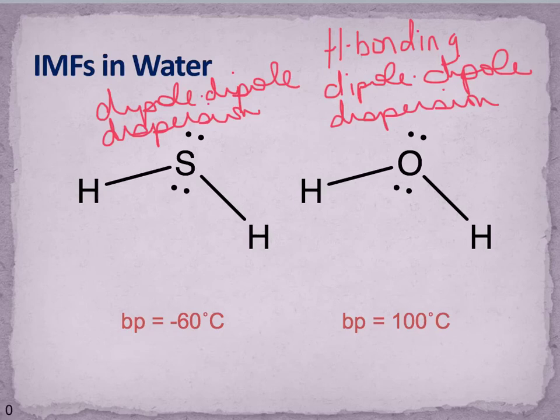And that tells us that there's a huge difference in their intermolecular forces, because the structures of these molecules, the shapes of these molecules, are essentially the same. They're both this bent geometry. They both have two lone pairs. And in fact, sulfur actually has a few more electrons. If anything, we would expect the dispersion forces to be a little bit greater in the H2S.